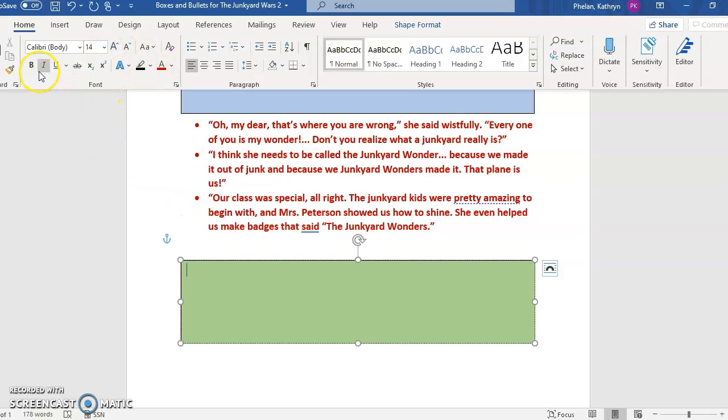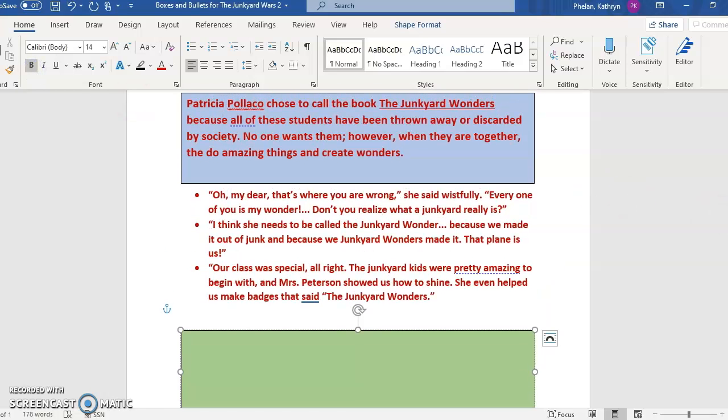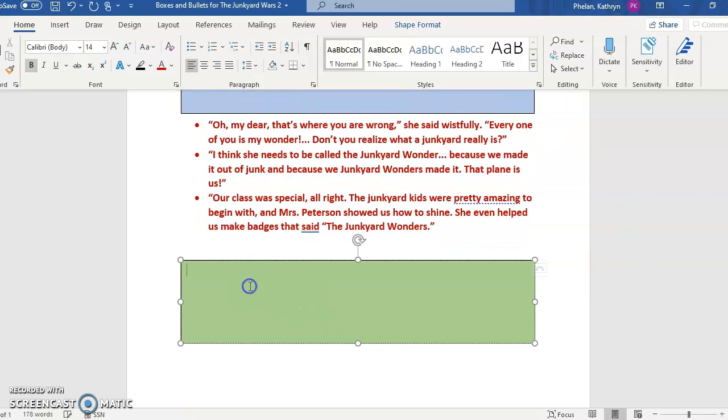Okay, so now what I want to do is connect it all. So this last box is your explain. I'm going to go back, reread my topic sentence, and look to explain. So Patricia Polacco chose to call the book Junkyard Wonders because all of the students have been thrown away or discarded by society. No one wants them. However, when they are together, they do amazing things. Let me just correct that. Okay, they do amazing things and create wonders. Okay, I am going to explain it.